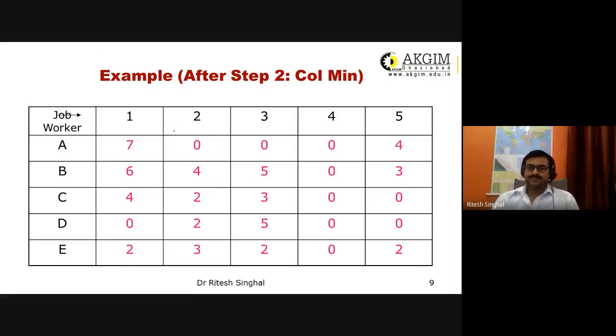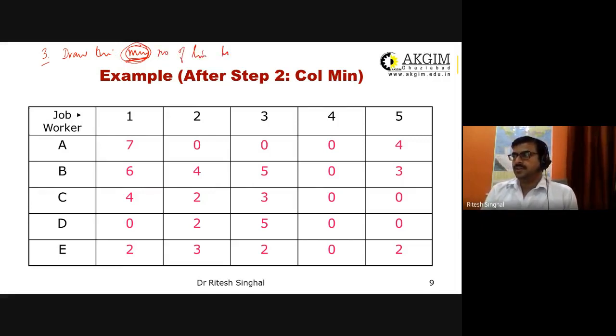Now the third step. Step 3 is what? Draw the minimum number of minimum. Here the word minimum should be underlined, bold, italic. Draw the minimum number of lines to cover all zeros. So we need to draw the minimum number of lines to cover all zeros. So it's like this.